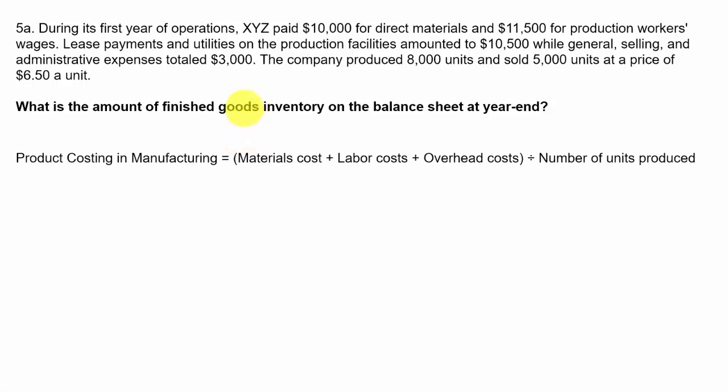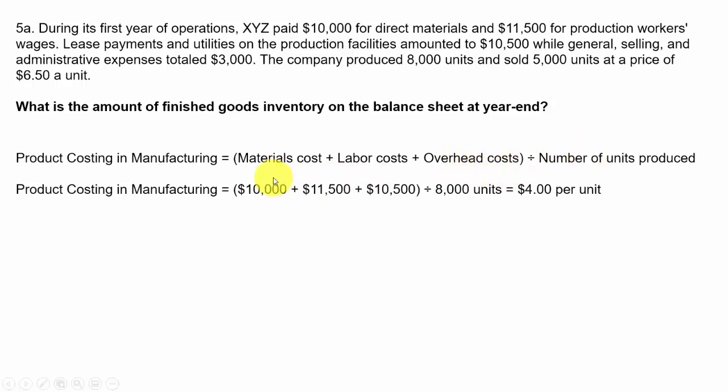First thing we're going to do again is figure out the cost per unit that we were making these items at. So the total product cost will be the material cost plus labor plus overhead divided by the number of units produced. We've seen this lots of times. We spent $10,000 on direct materials. We spent $11,500 on wages, that is direct labor. And then it looks like we also spent $10,500 on overhead cost.